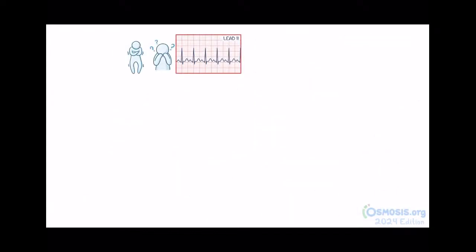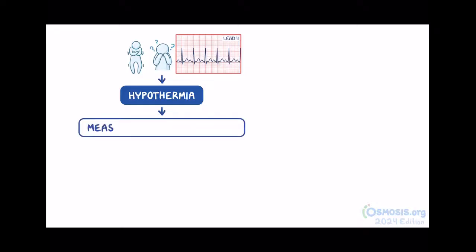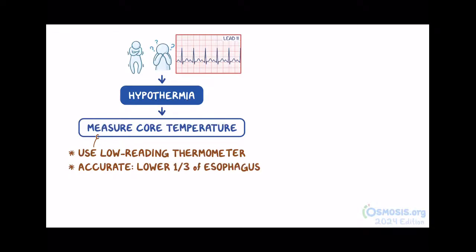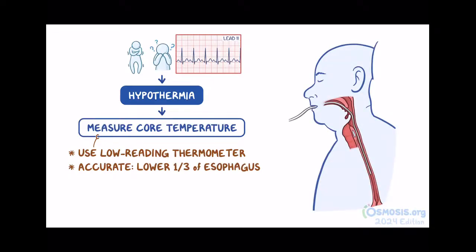Okay, so if your patient presents with these signs and symptoms, you can diagnose hypothermia. Now, once you diagnose hypothermia, your next step is to assess the degree of hypothermia by measuring the patient's core temperature. You should measure the patient's core temperature using a low-reading thermometer, because standard thermometers cannot accurately measure a core temperature below 95 degrees Fahrenheit or 35 degrees Celsius. The most accurate location to obtain a core temperature is the lower one-third of the esophagus due to its proximity to the heart. However, this requires the passage of an esophageal probe and may not always be practical, so it's more common to obtain a core temperature from the bladder and rectum.